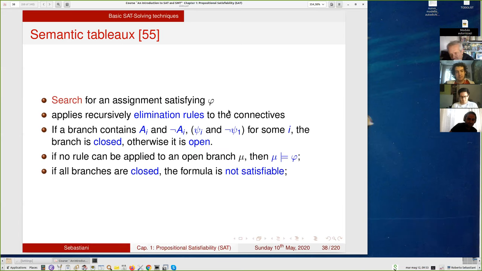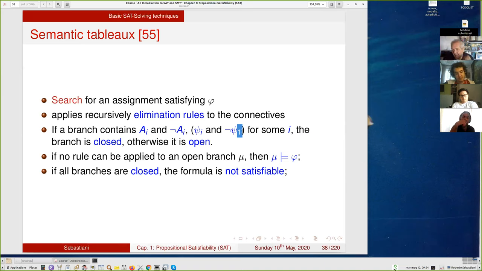What you do is apply recursively elimination rules for the Boolean connectives. You look at the syntactic structure of the formula and you try to break it, every time eliminating one Boolean connective out of it. This will cause a search, so it will cause branchings. If a branch contains a formula and its negation, typically an atom or its negation, but even a more complex formula and its negation if you're able to recognize it, then the branch is closed. That branch is found to be inconsistent. Otherwise, the branch is open.